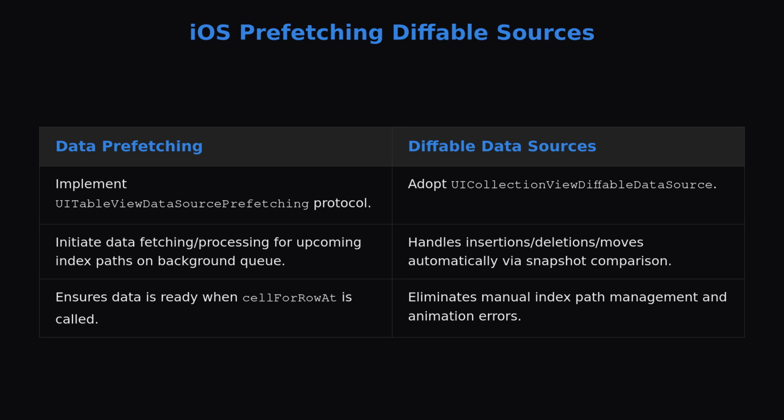Adopt UICollectionViewDiffableDataSource or UITableViewDiffableDataSource for managing the list state effectively. Diffable data sources automatically handle all insertion, deletion, and movement animations by comparing data snapshots. This eliminates the error-prone manual management of index paths and ensures data consistency. Using diffable sources minimizes performance impact during list modifications, providing a robust and efficient solution for high-volume data lists.